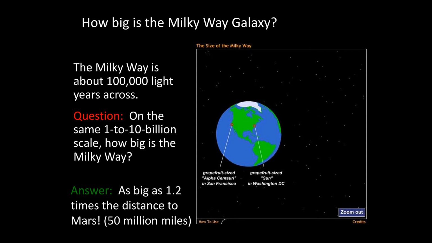So if you were going to continue on your trek from the Mall in Washington, from the Sun out to Neptune, about a quarter mile, keep walking to get to the next star, which is Alpha Centauri, you'd have to walk all the way past Mars to get to the end of the Milky Way, basically.